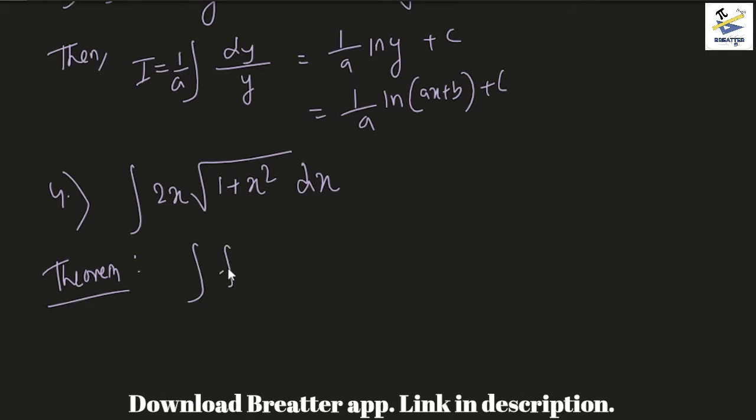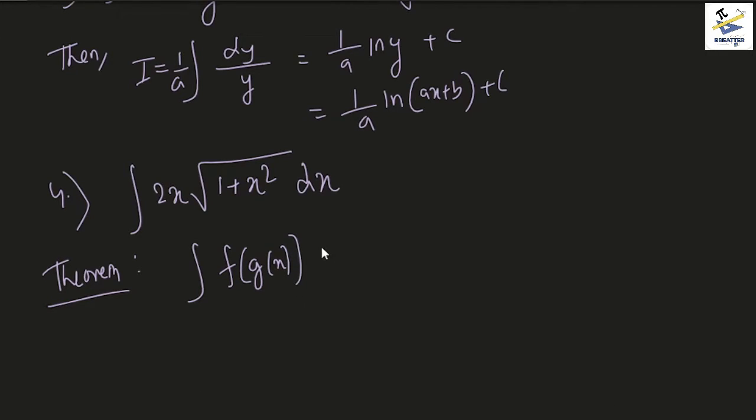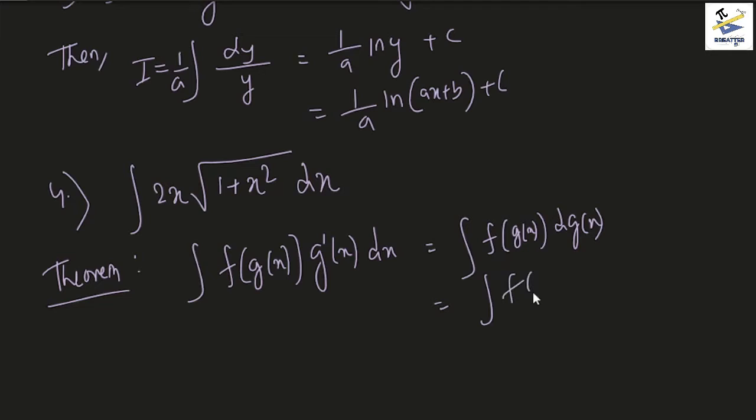Theorem says that if you have f of g(x) into g prime x dx, this is the form of the integral, which as you can see is the chain rule. Then this is basically equal to the integral of f of g(x) d of g(x), or you can say this is equal to the integral of f of y dy, where y equals g(x). So you just need to integrate the function f. If the function f is integrable to you in an elementary form, you would be done, right?